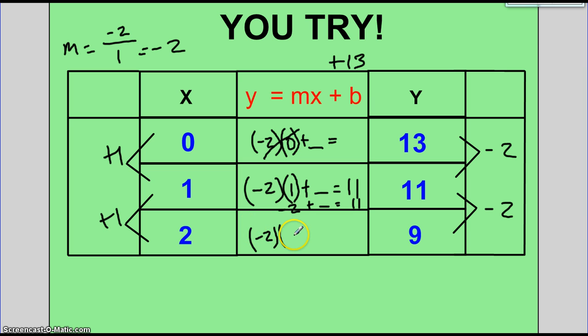my x, which is 2, plus something gives me 9. Negative 2 times 2 is negative 4. Negative 4 plus something gives me 9. Well, I know it's 13. So my equation is y equals my slope, which is negative 2, x plus 13.